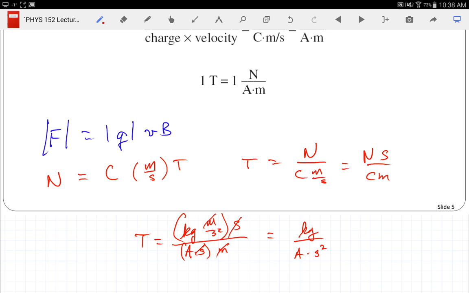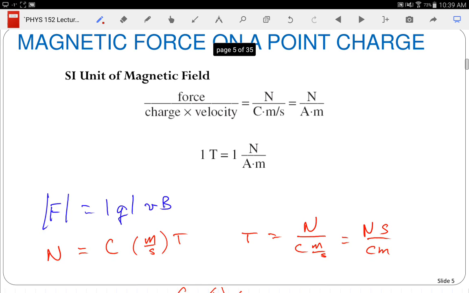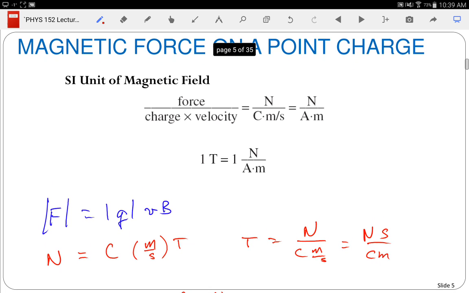So the Tesla is clearly a derived unit, and obviously a second squared has no physical meaning. And so we just are happy to say a Tesla and not worry about these underlying units, as long as we know that it is based on underlying units. So that's what the unit of magnetic field comes down to being.